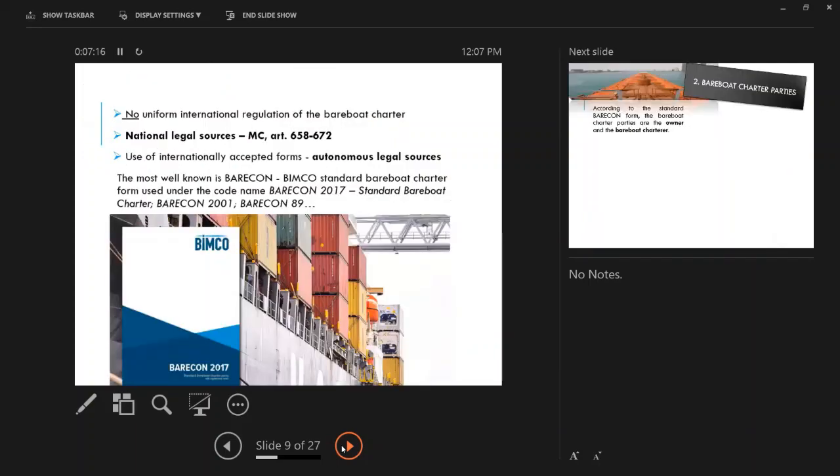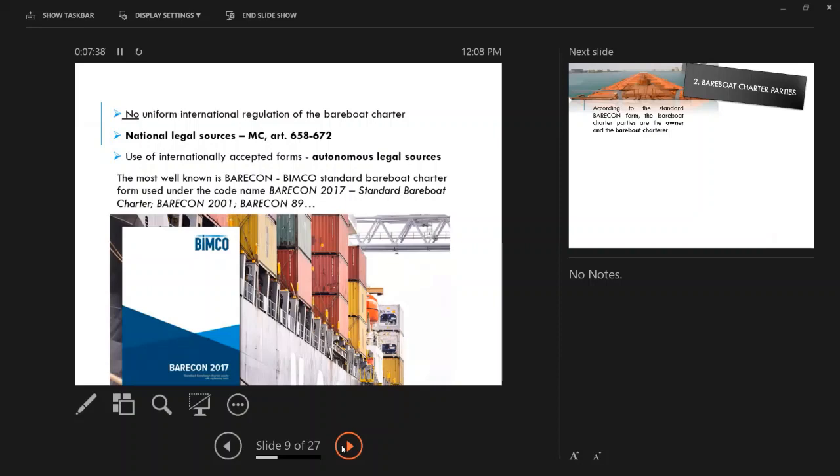So I have to point out here that there is no uniform international regulation of the bareboat charter, such as, for example, we have for carriage of passengers or for carriage of cargo. So there is no uniform international regulation, but we have national legal sources as well. We have autonomous legal sources.